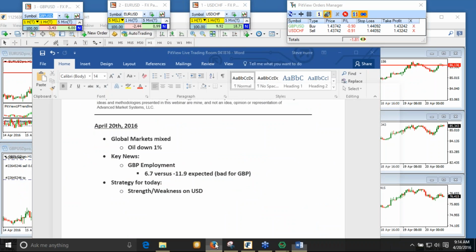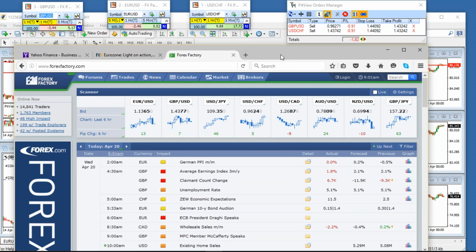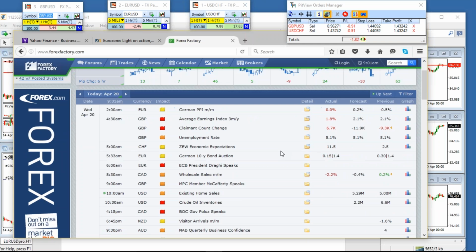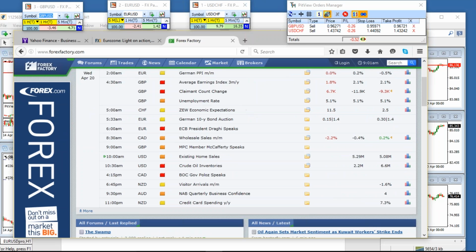Only key news really from overnight, when you look at just the scheduled news announcements, the employment report came out in Great Britain at 4:30 a.m. That was actually negative on the pound, a rise of 6.7 on their claimant count. The expectation was a negative 11.9. So, that came out way below expectations, and they actually adjusted the previous number down also, and average earnings came out less than expected at 1.8 versus the 2.1 expected.